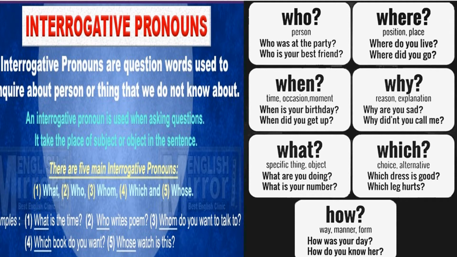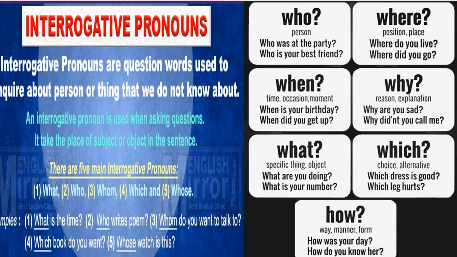Now let's see where to use who, where, when, why, what, which, and how. Now, who is used for person. Who was at the party? Who is your best friend? Now we use where for positions or place. For example, where do you live? Where did you go? And we use when for time, occasion, or moment. When is your birthday? When did you get up?